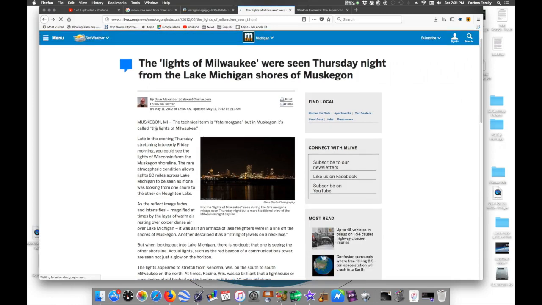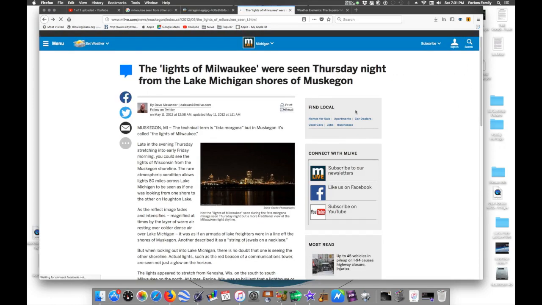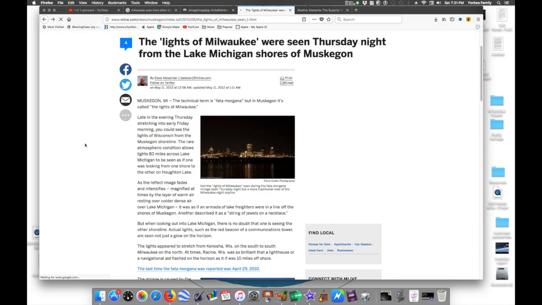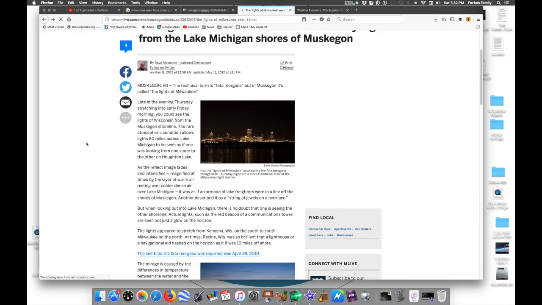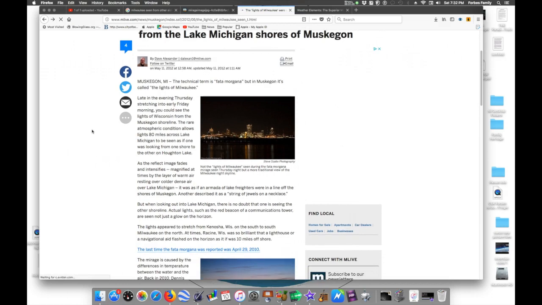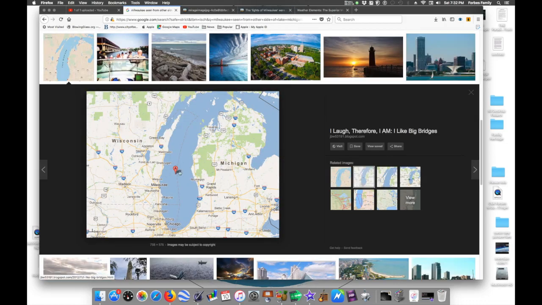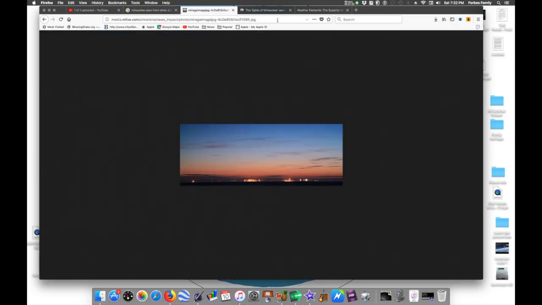The lights of Milwaukee were seen Thursday night from the Lake Michigan shores of Muskegon. Late in the evening Thursday, stretching into early Friday morning, you could see the lights of Wisconsin from the Muskegon shoreline. The rare atmospheric condition allows lights to be seen 80 miles across Lake Michigan, actually 83, because I was looking at the map here. I looked it up earlier and it's 83 miles from Milwaukee to Muskegon, but 80, 83, whatever the difference, it doesn't matter.